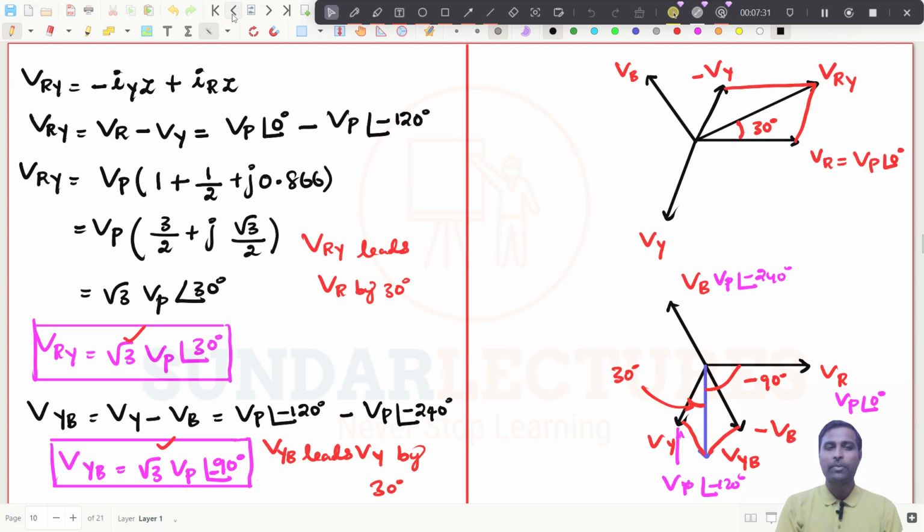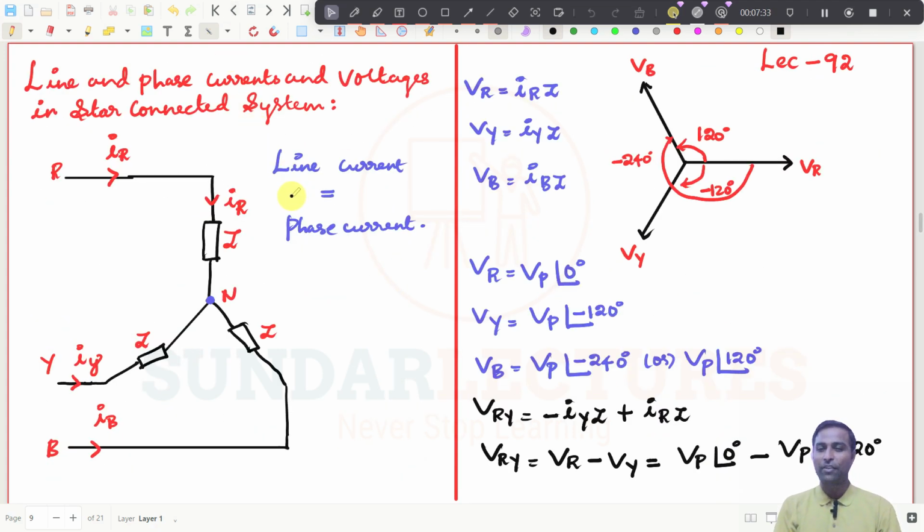So what are all the topics we have seen today? I planned to take many topics, but I have to stop here. We started with line and phase currents and voltages in a star connected system. I have told you this is the diagram. By seeing it itself you can say what is line current and what is phase current. Whatever current flows from here, it is line. Whatever current flows through this impedance, we call phase. So both currents are the same, then obviously line current is equal to phase current here.